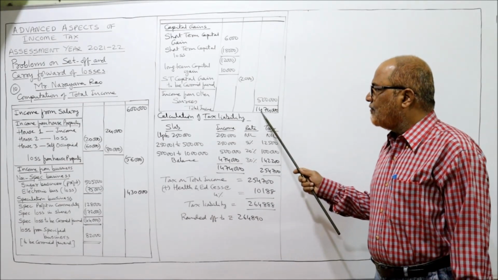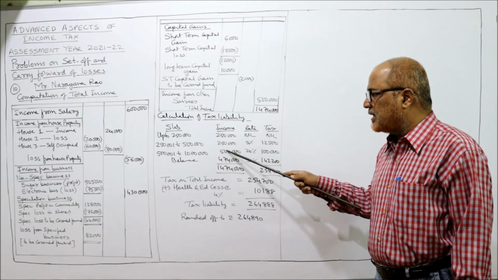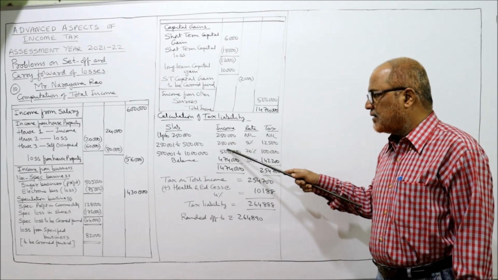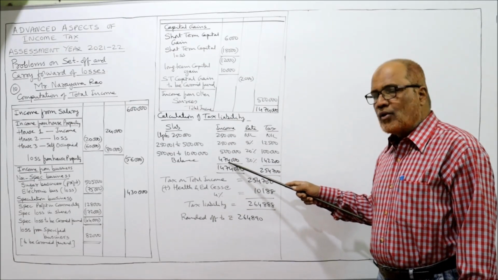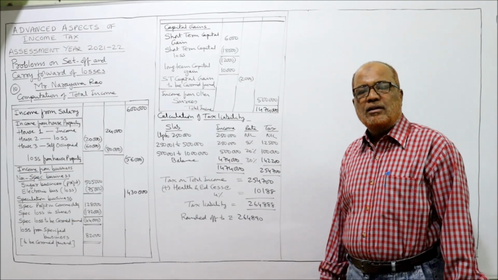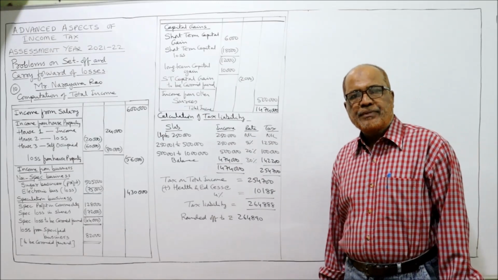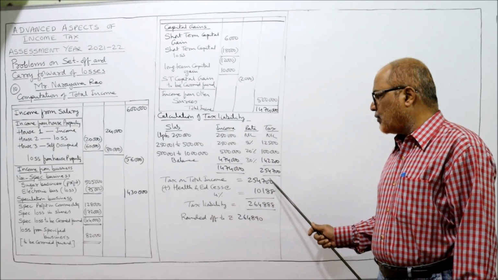So what is the total income? 14 lakh 74. From 14,74, deduct the first 3, that is 10 lakh: 2 lakh 50 plus 2 lakh 50 plus 5 lakh, 10 lakh. So 14,74 minus 10 is 4,74. 4 lakh 74, at 30%, is 1 lakh 42,200. The tax liability is 254,700. Tax on total income is 2 lakhs 54,700.